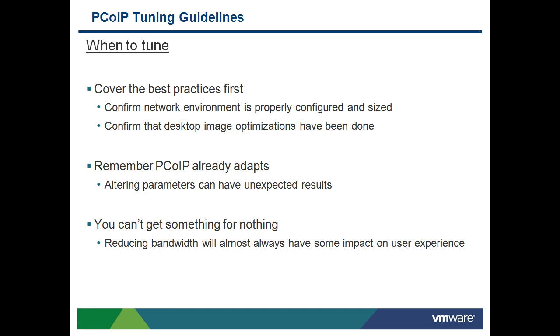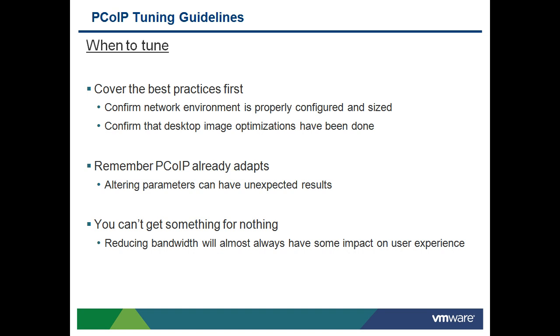Tuning a desktop that's on a poorly performing network with significant packet loss for PCoIP, or where PCoIP isn't classified properly, isn't going to have much impact. You have to make sure that PCoIP is on a healthy environment, and then you can fine tune it for a given user experience. So also remember that PCoIP already adapts. Sometimes you can be setting parameters and you won't see any effect, and that's because PCoIP itself is already dropping a value lower than your setting.